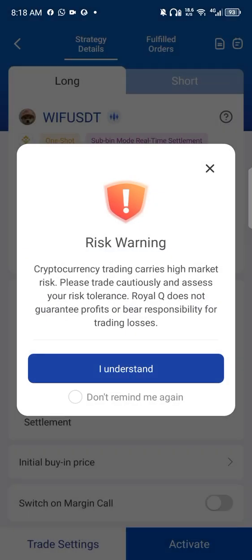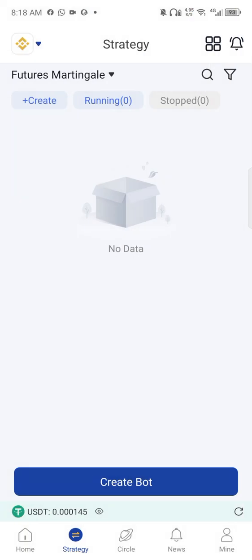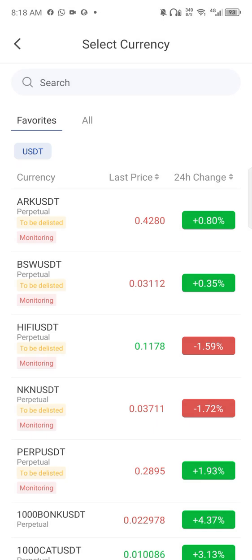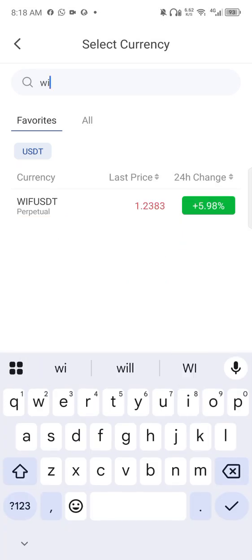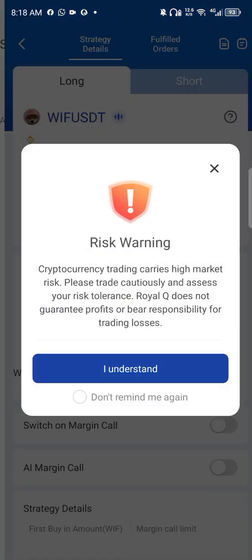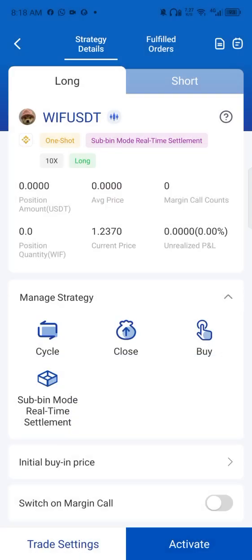So if I want to trade, remember that we come to strategy on our Royal Kill bots. Then we'll go to create, and then we'll look for the coin that we want to trade. So I want to trade the coin WIF USDT, and this is the coin. So I'll pick the coin, then I agree to understand that it's risky to trade, and so I pick this coin. How do I see the RSI?